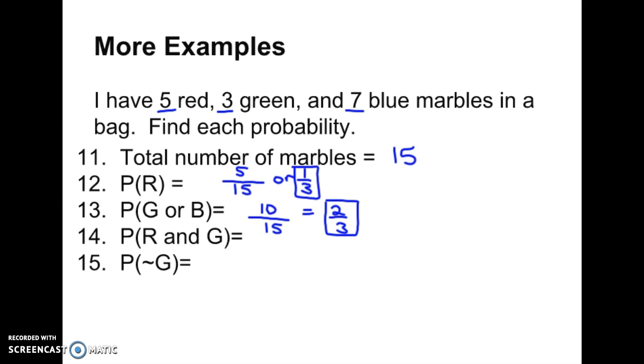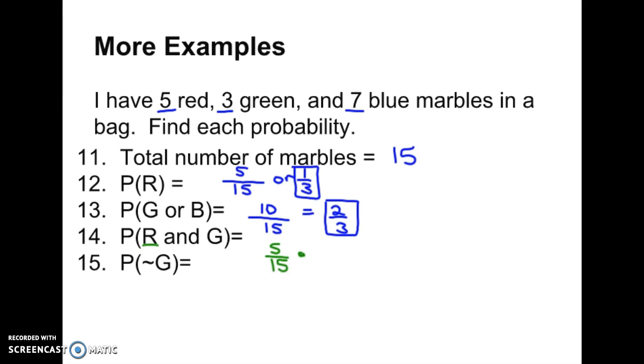Number 14 deals with what we're learning today: the probability of getting a red and a green. Since you are drawing out 2 marbles, this counts as 2 events. And we're going to assume that we are not replacing them, unless they tell you in the problem they replace the marble. So the probability they're going to draw a red out first, we know there's 5 reds out of 15 marbles.